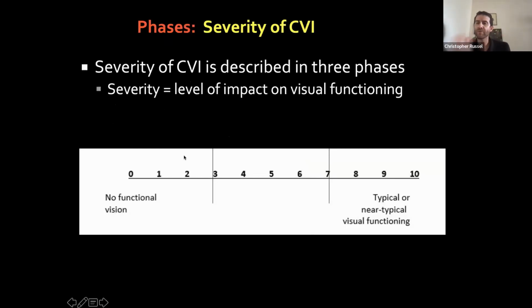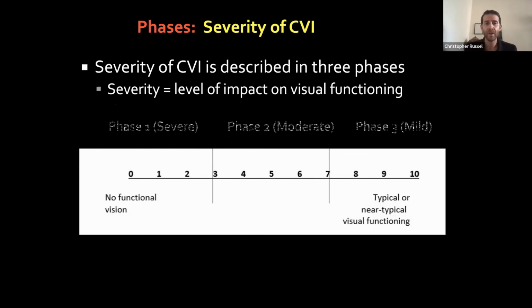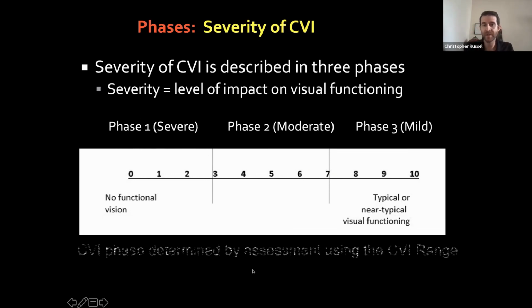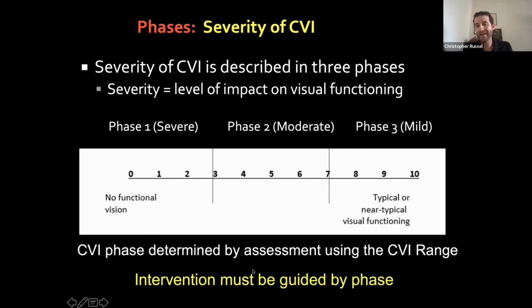We talked about this range of severity. We express that in phases. Phase 1 is the more severe, 0 to 3 on the functional side. Phase 2 is 3 to 7. Phase 3 is 7 to 10. This is just the scale that we use in functional vision assessment to determine what phase a child is in so that we can help guide intervention, because it's very different interventions for kids in phase 1 than it is for phase 2 or phase 3.